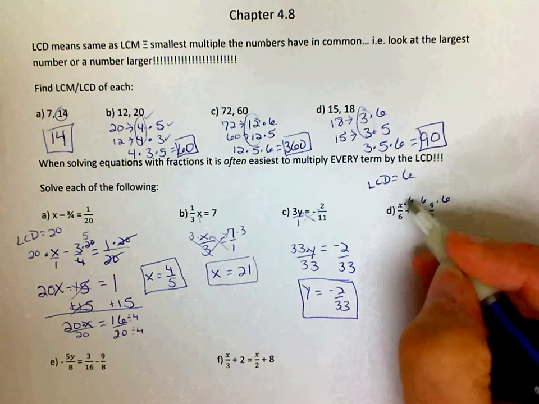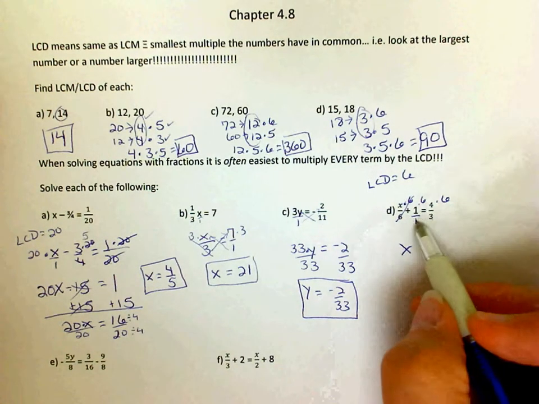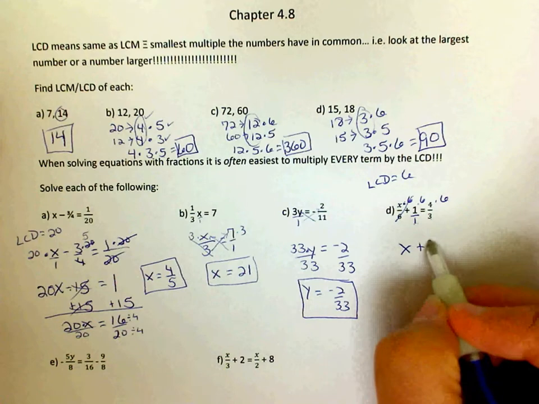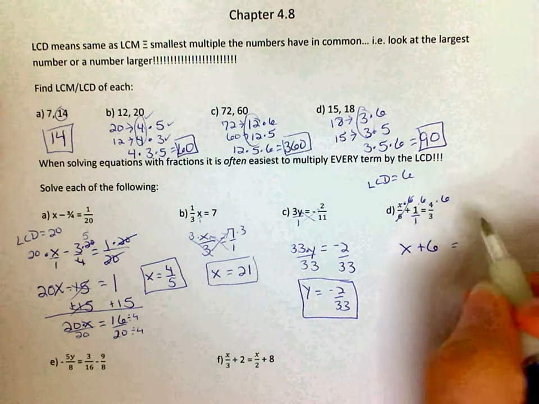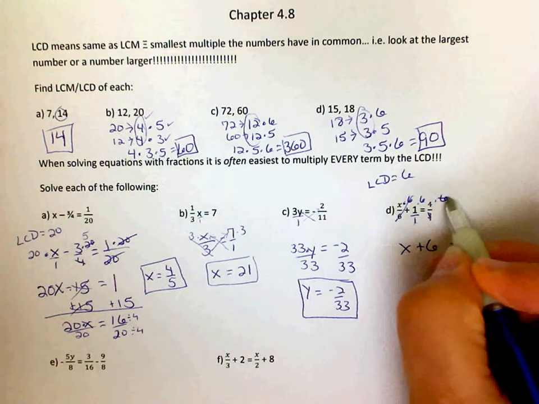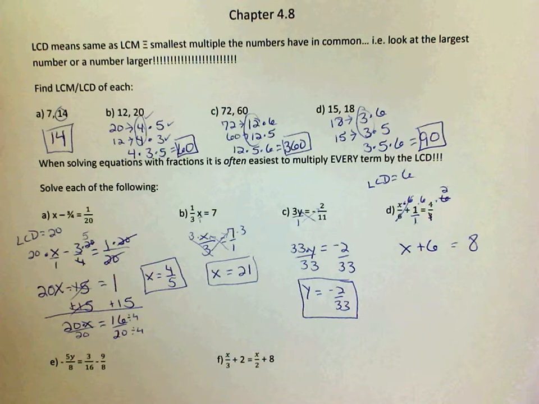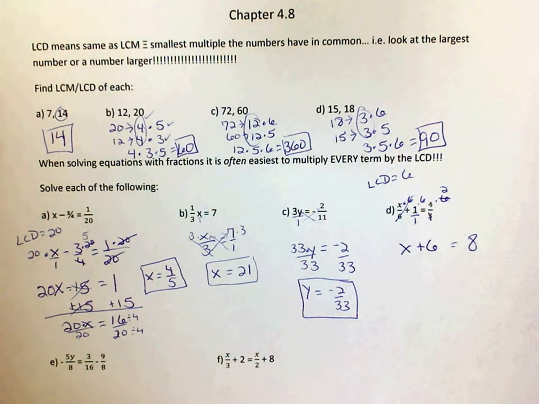And a 6 divided by 6 goes away, leaving x. And 6 divided by 1 is still 6, so plus, and then 1 times 6 is 6. And then 3 goes into 6 2 times. 4 times 2 leaves us 8. Are we done yet? If you said yes, wrong answer.